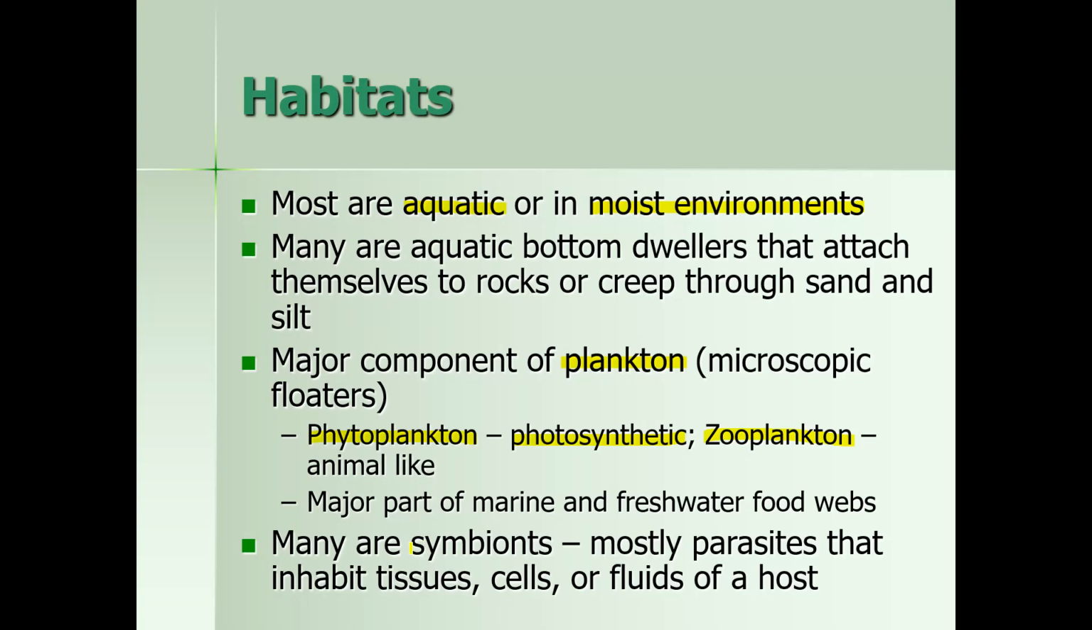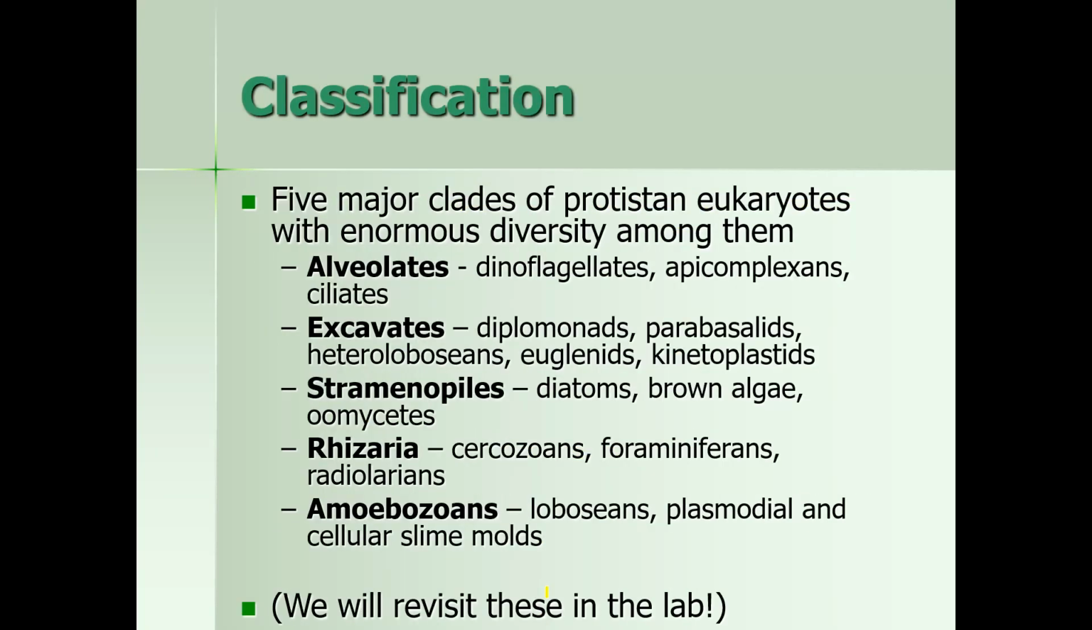Some of our protists are symbionts. They could be mutualistic, but they could also be parasitic. They could survive off the nutrients of a host. They could be definitely detrimental and have some negative consequences. It just depends on what type they are.